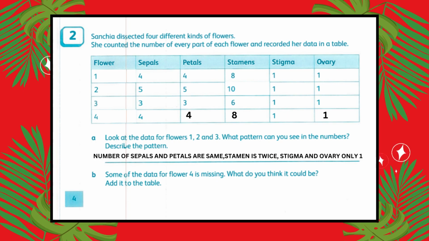B. Some of the data for flower 4 is missing. What do you think it could be? Add to the table. So as you can see, the pattern is sepal 4, so petals would be 4 and stamen would be twice. So 4 into 2 is 8. Stigma 1, ovary 1.